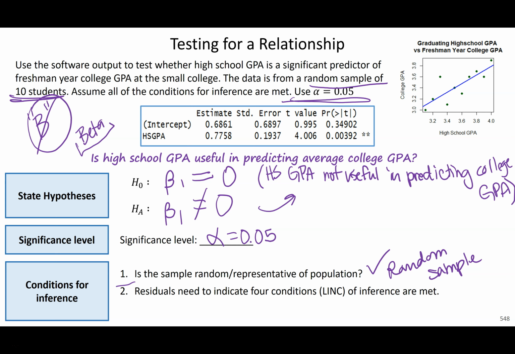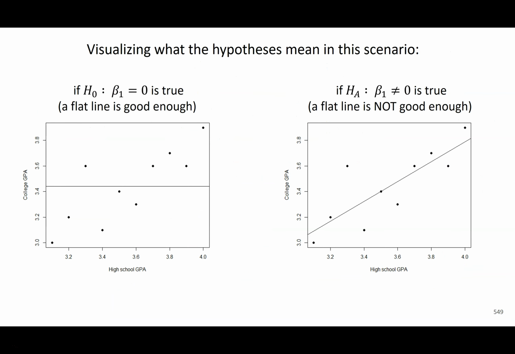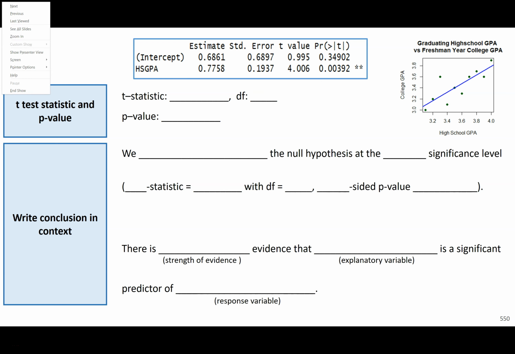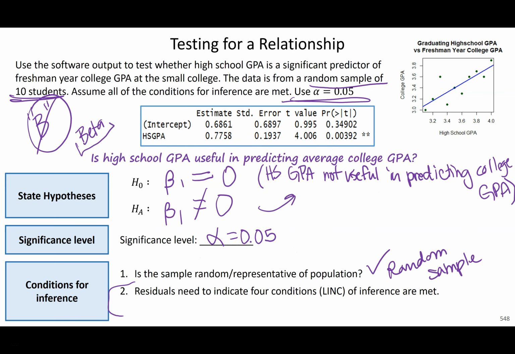Then residuals, they need to indicate the conditions are met. So we're going to go ahead, I believe, yes. Well, no. So this is from before. So yes, from before, we had random scatter. Residuals plot, random scatter.